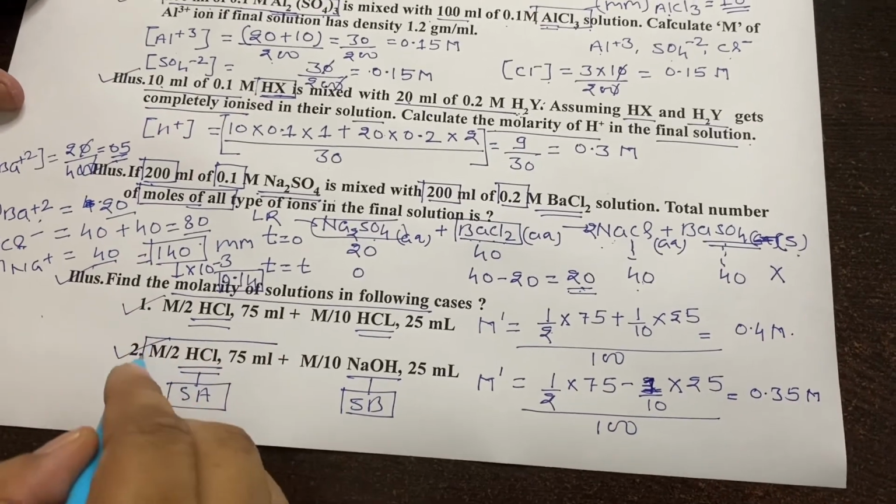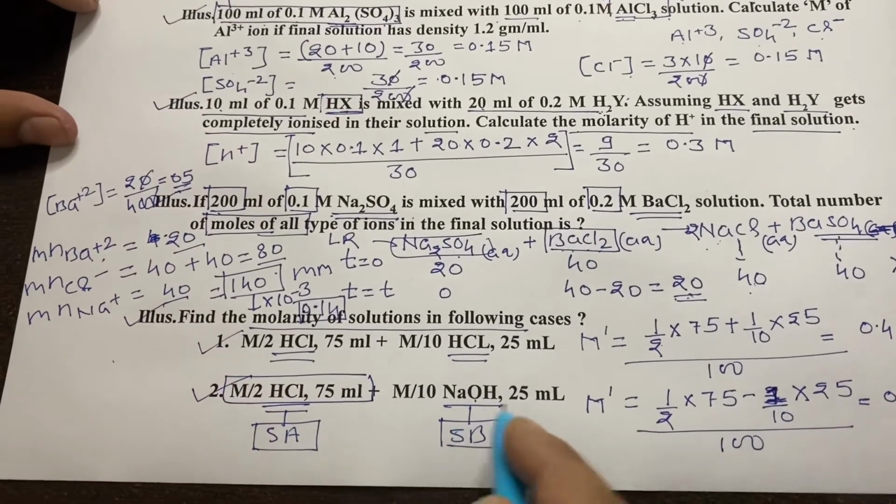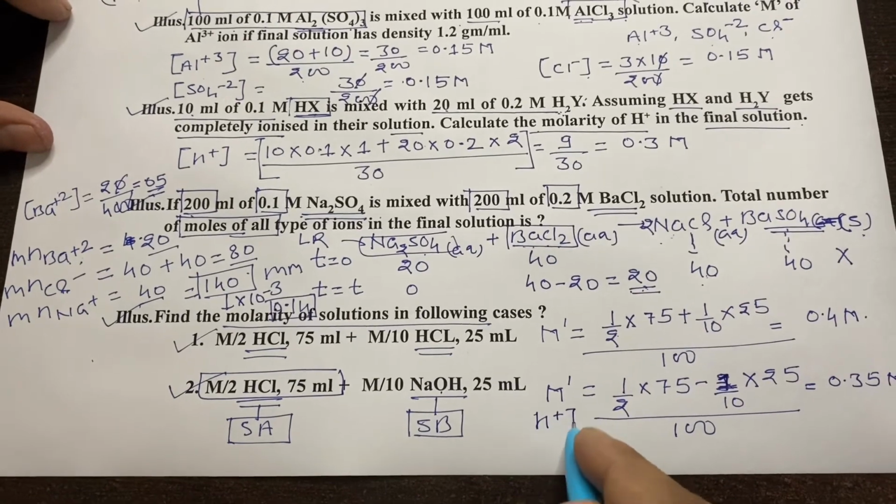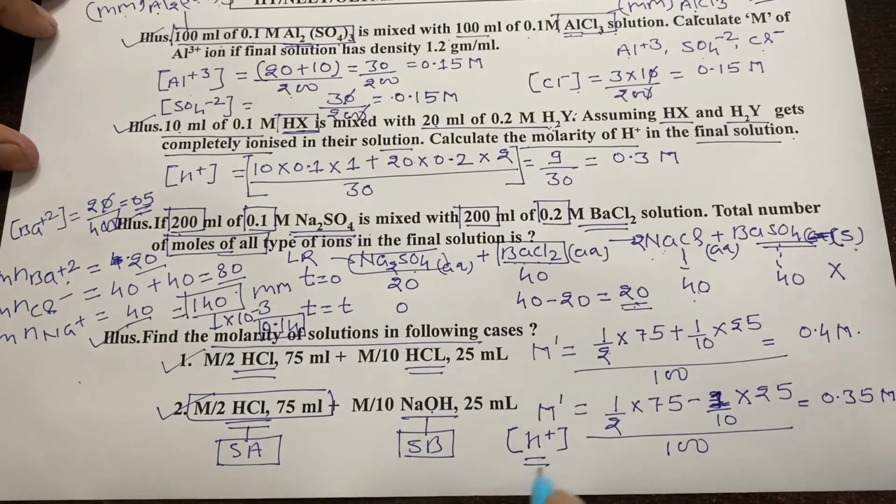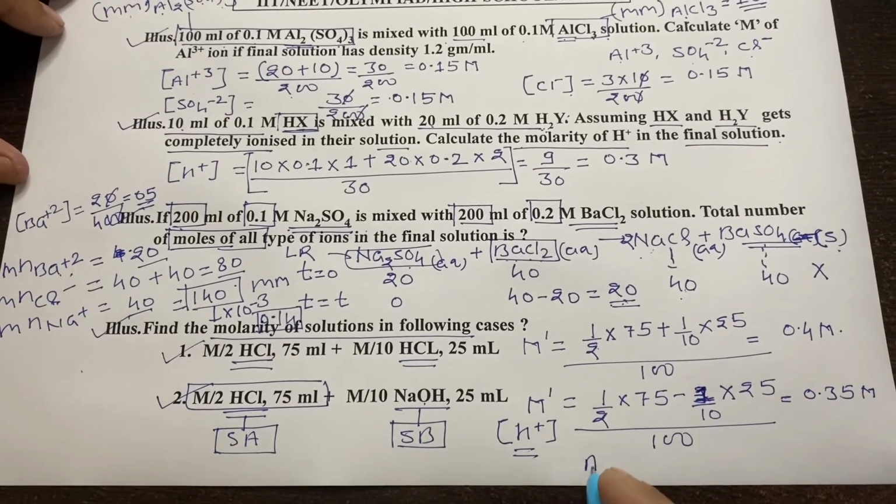Obviously the millimoles of HCl is greater than the millimoles of OH minus. That's why the resulting solution contains H plus ions and the resulting solution will be acidic.